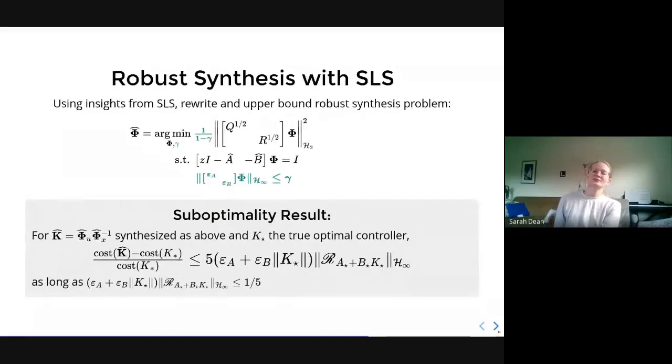Yeah, so I think both the optimistic and the robust approach give you ways of talking about the performance of the synthesized controller in terms of the performance of the true optimal controller, one by doing this worst case view and one by doing this best case view.